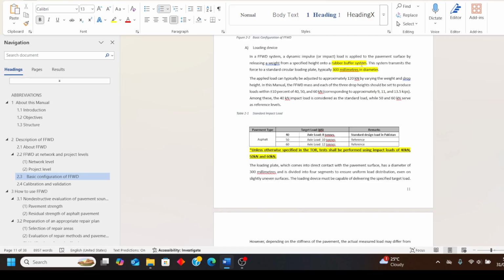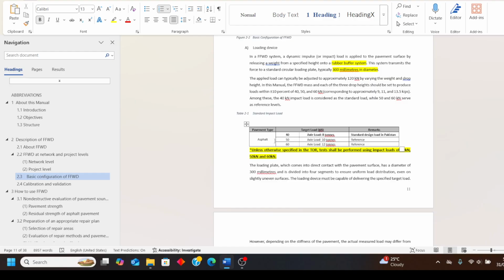Which means that it smooths the impact and transfers the load evenly to the loading plate. The loading plate is a 300 millimeter diameter circular plate, usually segmented into four parts to ensure good contact even on slightly uneven pavement. Then we have these standard impact load levels. By changing the drop height and sometimes the weight, the impact force can be controlled.